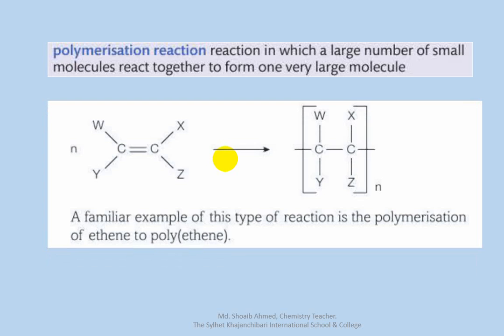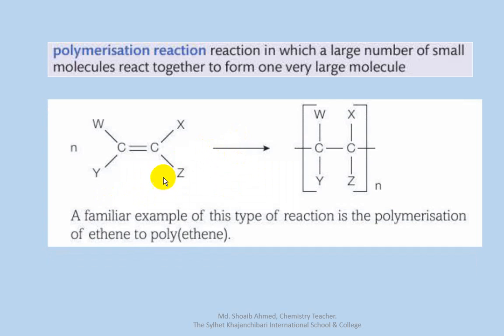Okay, polymerization reaction done. In a polymerization reaction, thousands of molecules join together from smaller molecules, so it is not possible to write it this way. So we write it this way, as I showed: you write n and give this n.